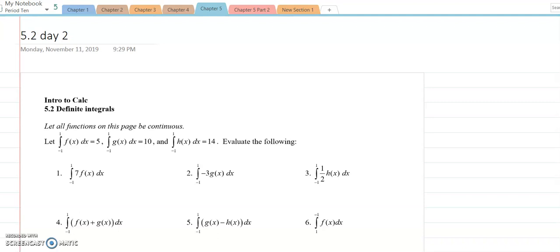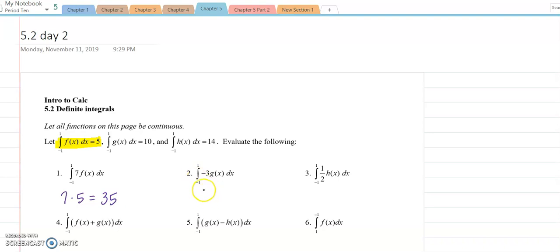Evaluate the following. All right, problem number 1. We want the integral from -1 to 1 of 7 times f of x dx. So we already know that the area, the change in area under f, is equal to 5 units. And so this 7 that's being multiplied by f makes your function taller. All of those y values are 7 times taller. And so that changes your area by multiplying it by 7. So 7 times 5 is 35.